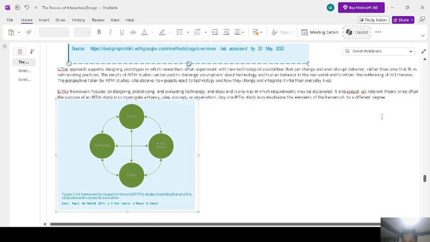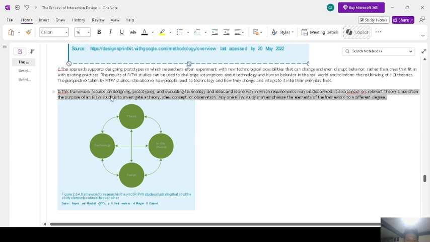It also considers relevant theory, since often the purpose of an ITW study is to test a theory, idea, concept, or observation. Any one ITW study may emphasize the aspects to a different degree.